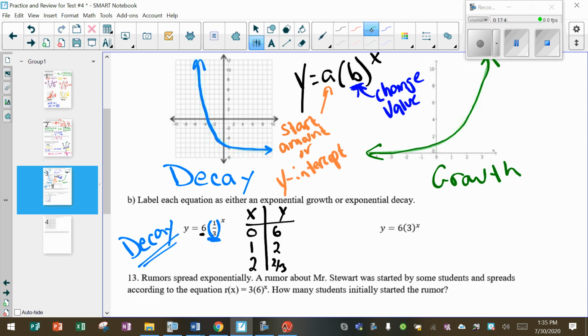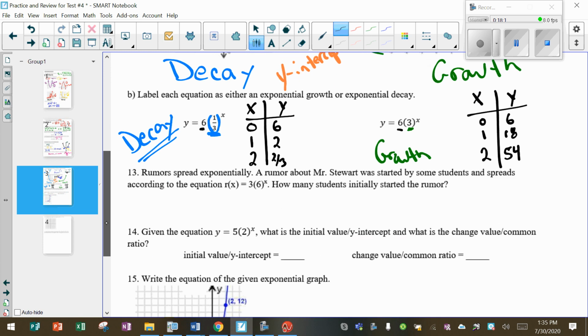And then if the number in the parentheses is larger than 1, that's going to be a growth. What that number in the parentheses being a 3 is telling us is that with our y-intercept at 6, we would multiply times 3 from one y value to the next y value, and so on and so forth. All right, so that's how we tell whether it's a growth or a decay from an equation.